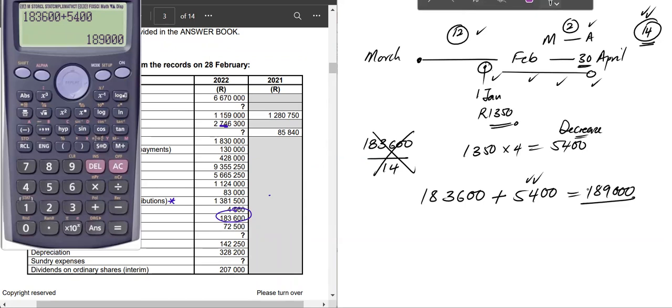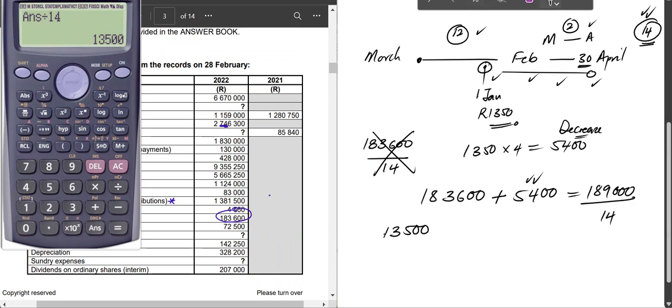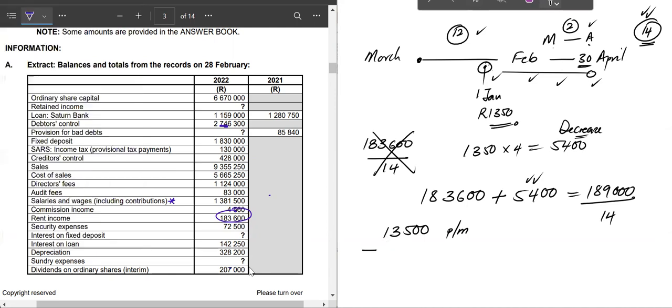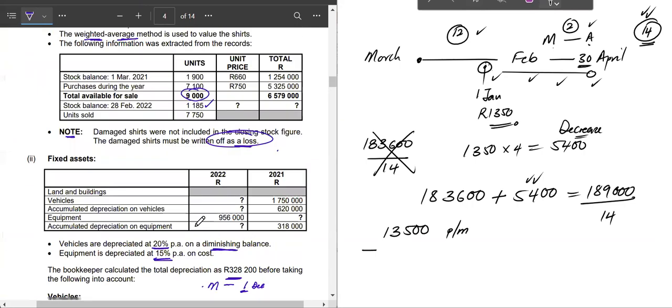So I can then divide the 189,000 safely by 14 months. If I divide that by 14, I get 13,500. This becomes the rent per month before decrease. But I am well aware that in the months of March and April, rent was not 13.5. Rent had decreased by 1,350, as we're told here.